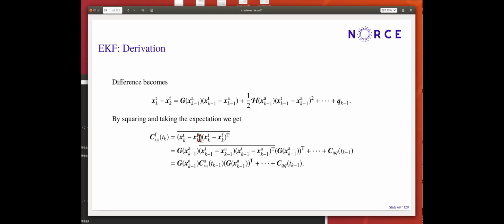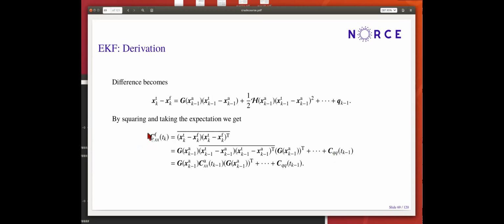It's this first part. You square this term to get what you have here. And here you have the analysis error covariance. And then you get infinitely many terms with higher order moments. And then you have the model errors at the end.